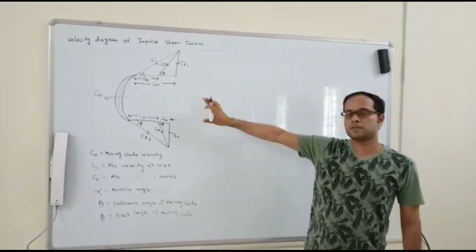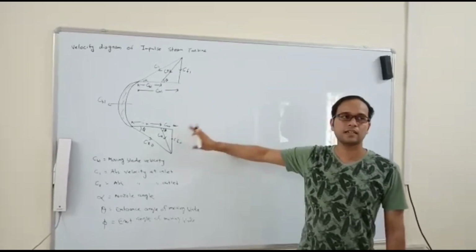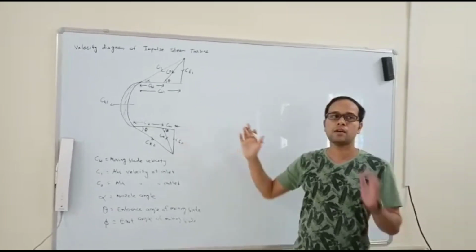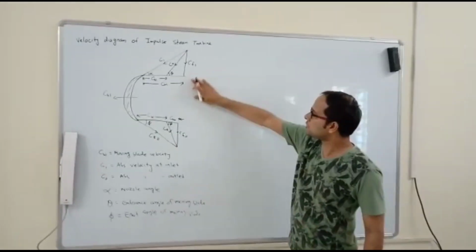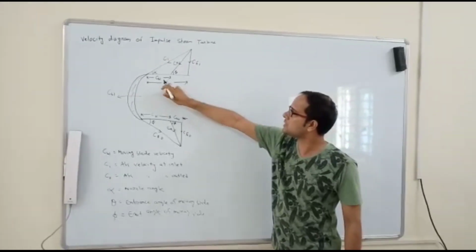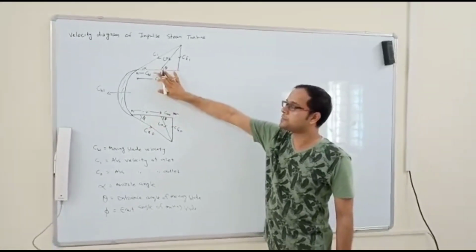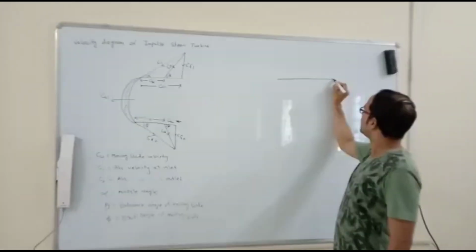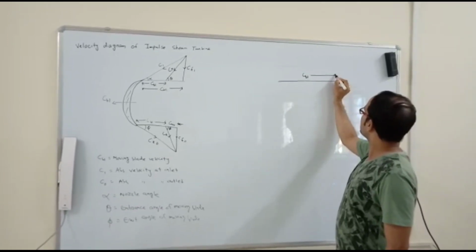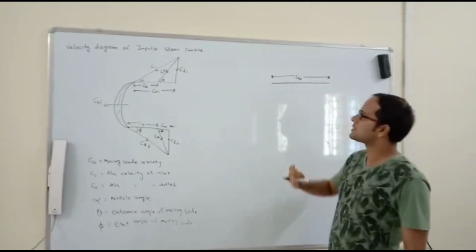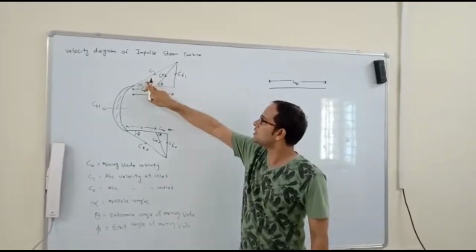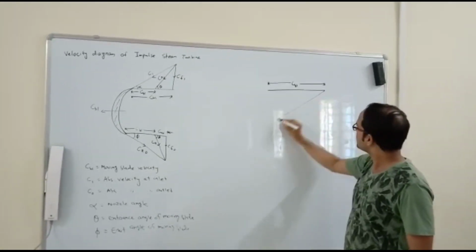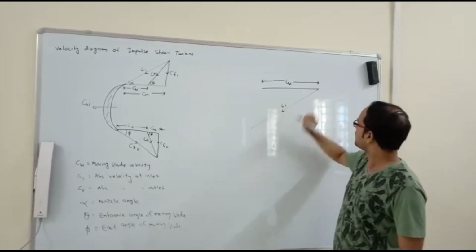For numerical problem simplification, we have to combine these two triangles into a single one, the inlet velocity triangle and the outlet velocity triangle. In both of these triangles, what is the common velocity? This is the blade velocity, CBL. CBL is the common thing in both the triangles. So take CBL first. Take a proper scale and draw CBL. Then C1 is the absolute velocity with which steam strikes the turbine blade. So let us draw C1 with proper scale.